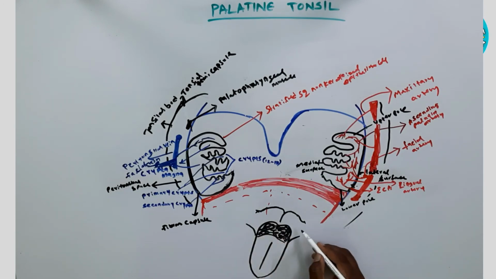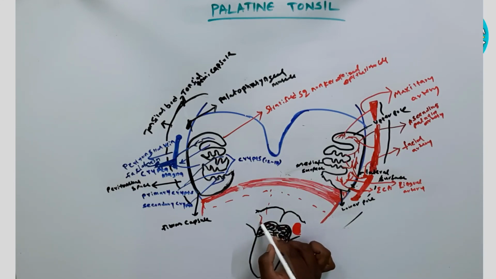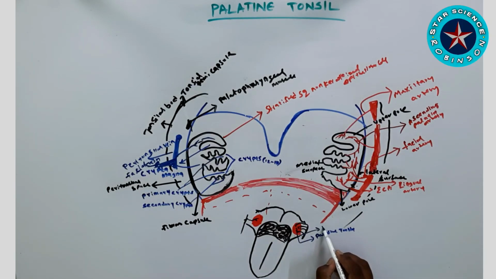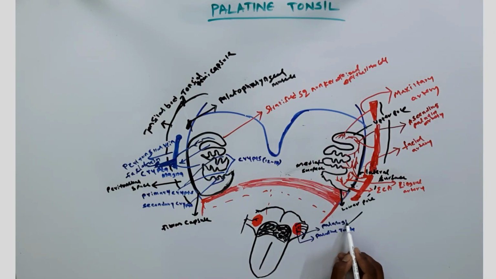And now I want to show exactly where the palatine tonsils are present. So I'm drawing in red color to show you the palatine tonsils. This is the left side of the palatine tonsil and this is the right side. These palatine tonsils are in between the palatoglossal arch, which is in front, and the palatopharyngeal arch, which is at the back. So now let's name it. It is the palatine tonsils.